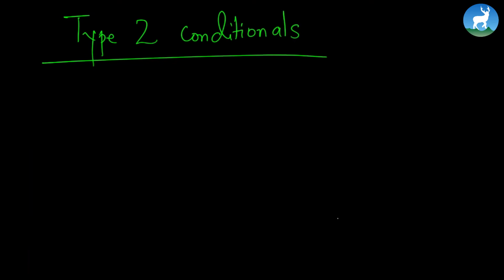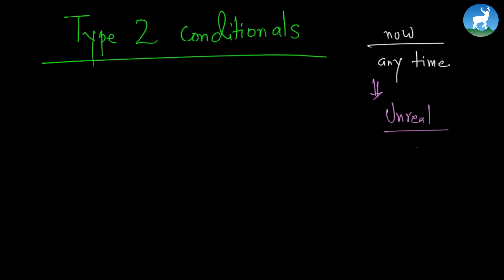Now we have the type 2 conditionals. The type 2 conditional is used to refer to a time that is now or any time. So it is either now or any time. Does not matter what time, now or any time. And a situation that is unreal. What kind of situation? We are talking about an unreal situation. We are no longer talking about real situations. We are talking about unreal situations.